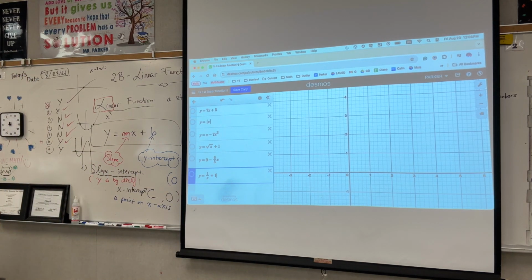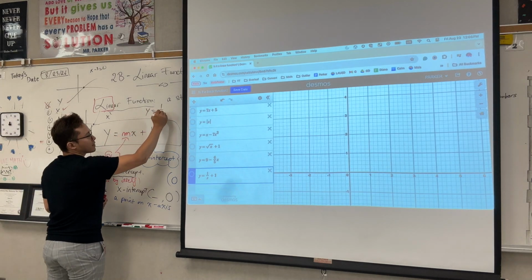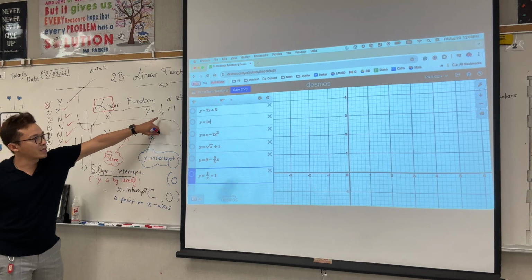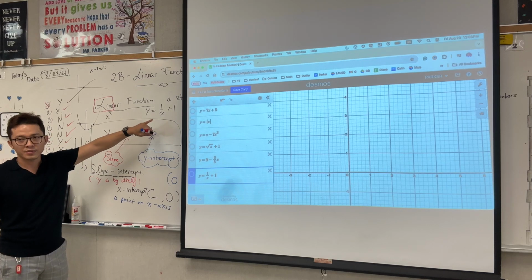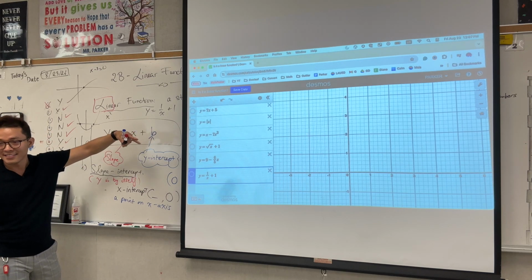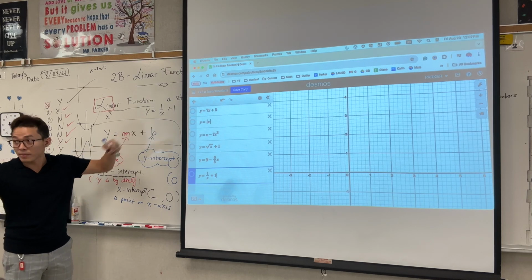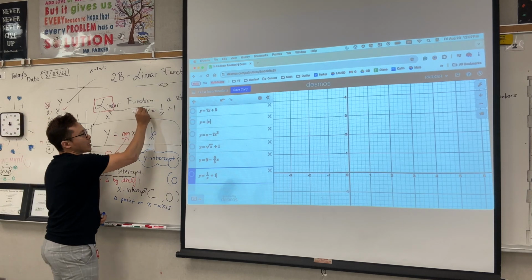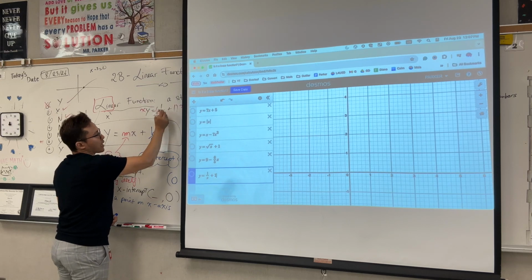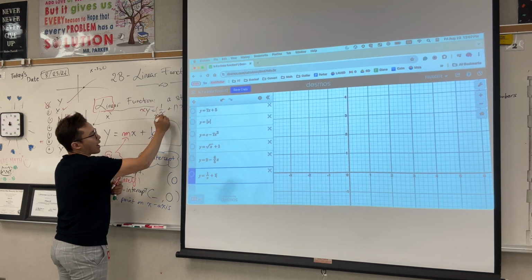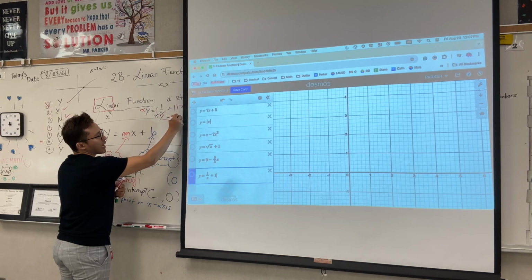If you want to get rid of the bottom, what do you want to do? I want to get rid of the x on the bottom here. What can I do? Multiply by x. Very good. Multiply everything by x, right? So the x here is gone. So I have xy equal to 1 plus x.